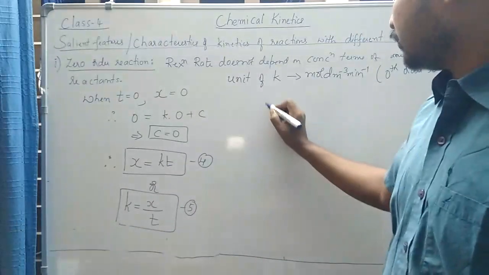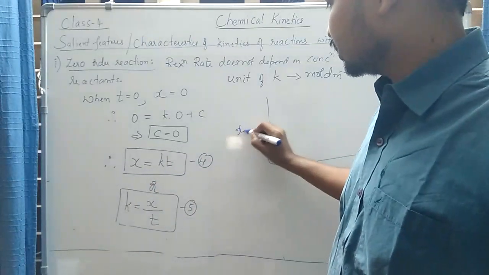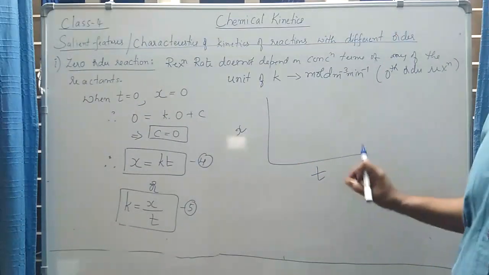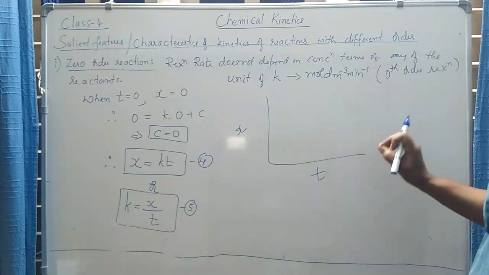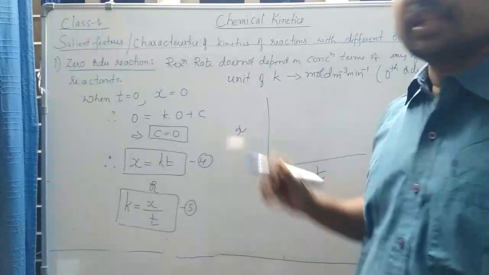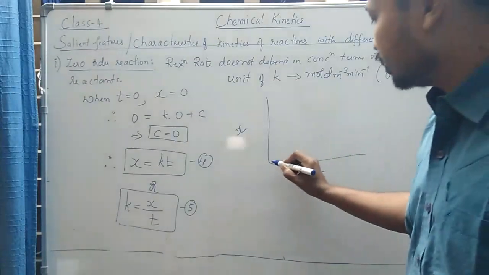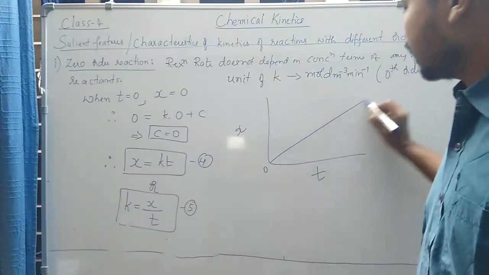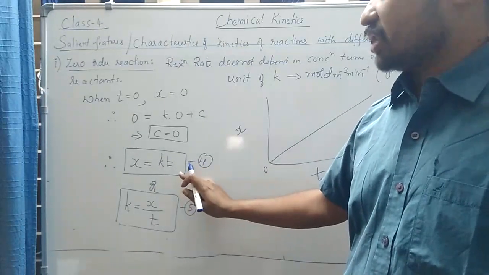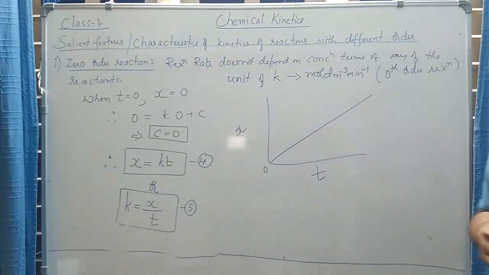So suppose I measure experimentally the values of x at different time t, for example the 5th minute, 10th minute, 15th minute, and so on. I am measuring the concentration of the product formed, that is x, at different time t, and plotting a graph of these values. It should be a straight line passing through origin, because this equation is a straight line equation with c is equal to 0. So you get a straight line passing through origin.